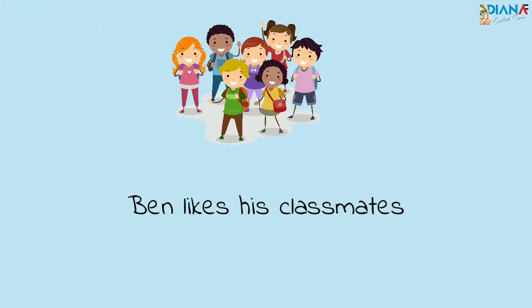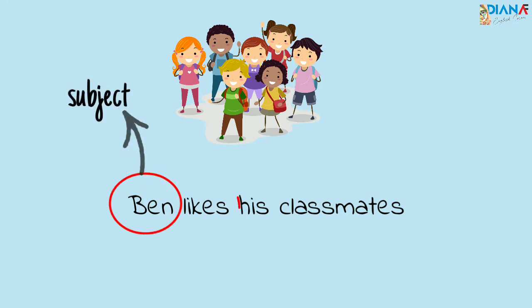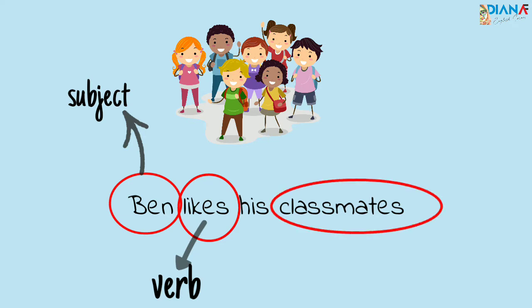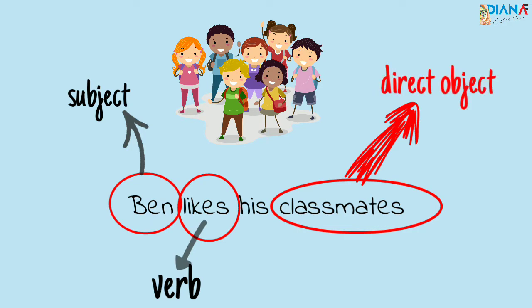The next one, Ben likes his classmates. The first one, identify the subject and verb. So our subject here is Ben and our verb is likes. The next one, ask what or whom question. So, Ben likes whom? The answer is his classmates. Therefore, classmates is the direct object.